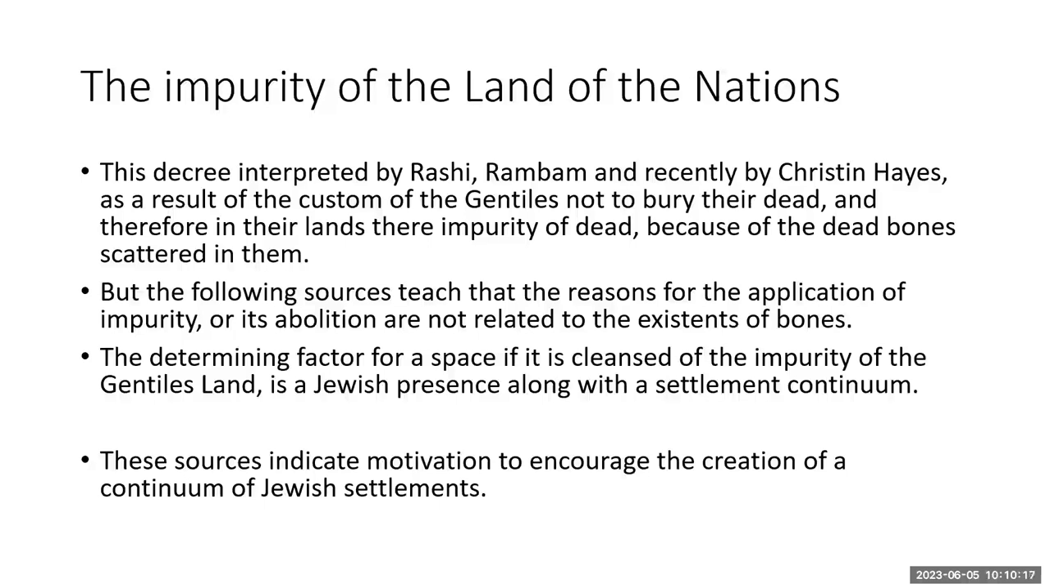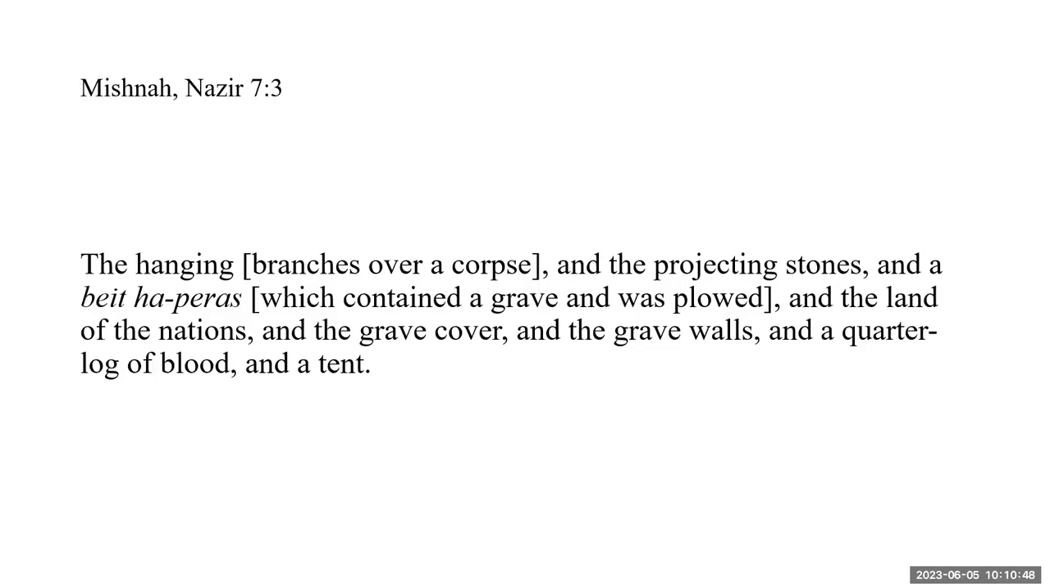The rabbinic sources on the subject can shed some light on the reasons for the decree. The interpretation that tied the impurity of the land of the nations to the impurity of the dead appears to stem from a number of Talmudic sources that list the impurity of the land of the nations next to the impurity of the dead and the impurity of Bet HaPras. Bet HaPras is a field containing a grave whose specific location is unknown. So, for example, Tractate Nazir attributes impurity to the hanging and the projecting stones, and Bet HaPras, and the land of the nations, and the grave cover, and the grave walls, and a quarter log of blood, and a tent.